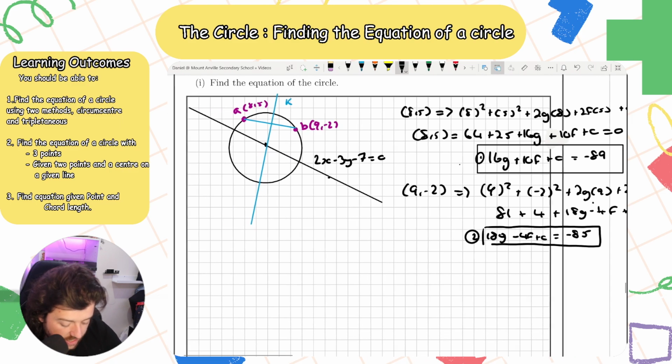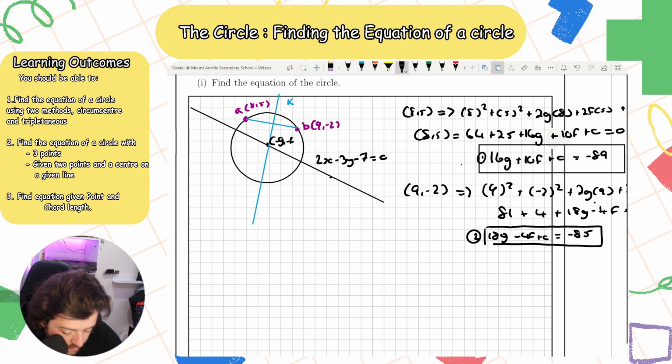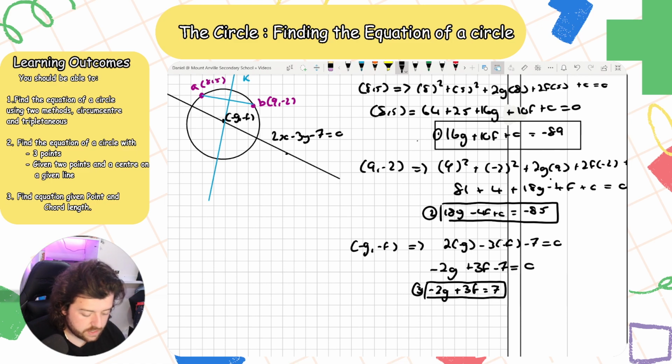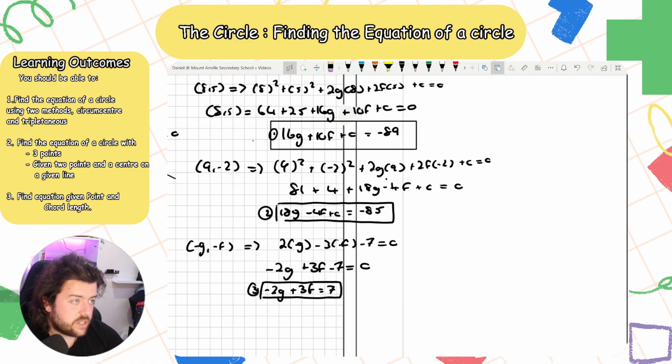And then my third equation is, well, I know my center point is (-g, -f), and that is along this line. So I'm going to sub it into the equation of this line. I'm going to have 2 times -g minus 3 times -f minus 7 equals 0. -2g plus 3f minus 7 equals 0, so -2g plus 3f is equal to positive 7. And that is my third equation. So I have three equations in terms of f, g, and c.